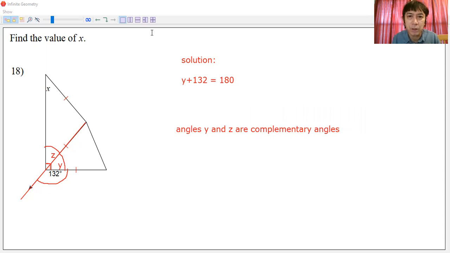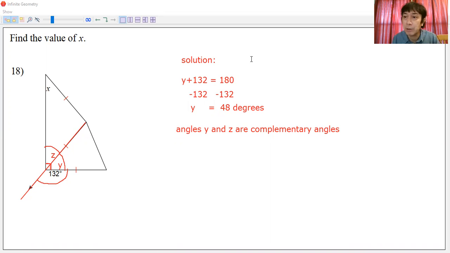We can solve immediately for y by subtracting 132 from both sides. We get y is equal to, how much is that? That becomes 48 degrees. Yes, 48 degrees.